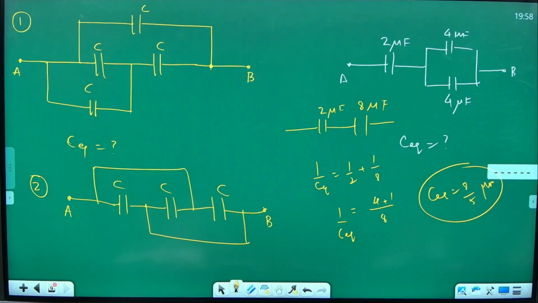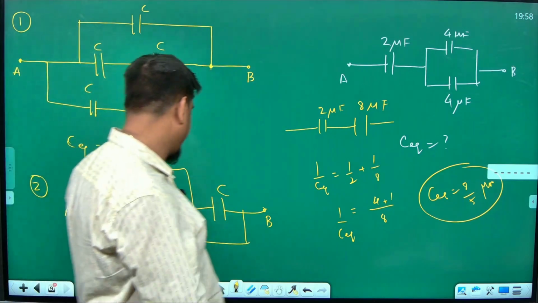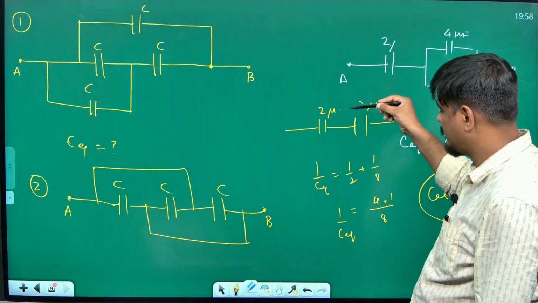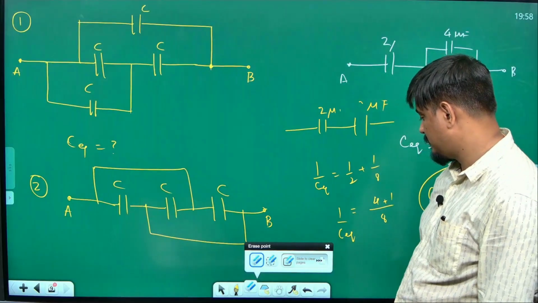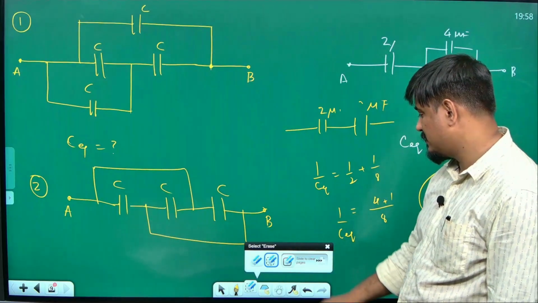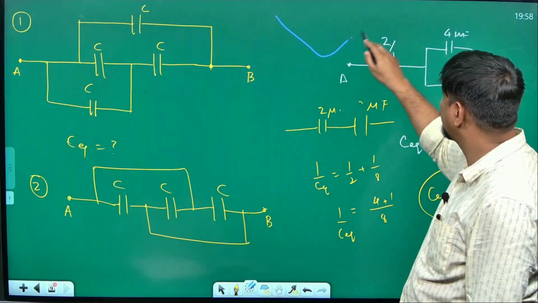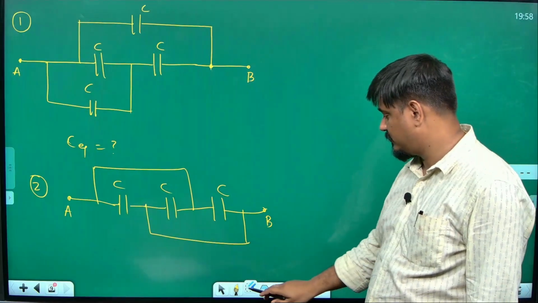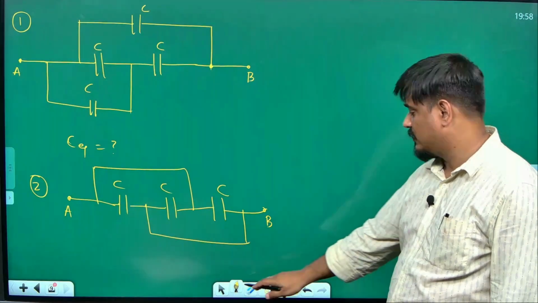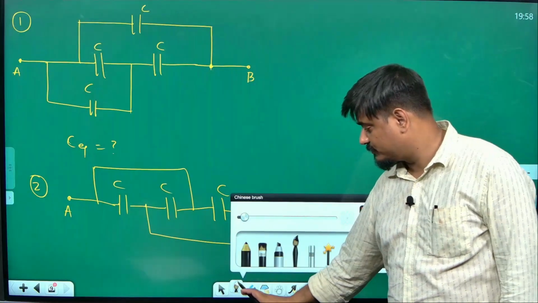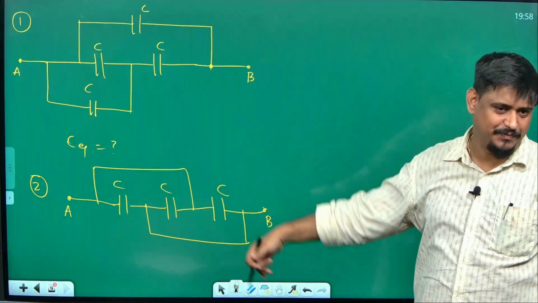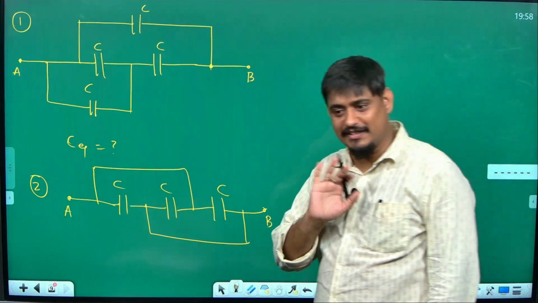Sir, I changed my answer for the first one. What is your answer now? 5C by 2, sir. Okay. Anybody else? Any answer? Shall I solve now? I'll solve this question first, then I'll go to that question. You are thinking easy, but no, nobody would have got the correct answer, I know.